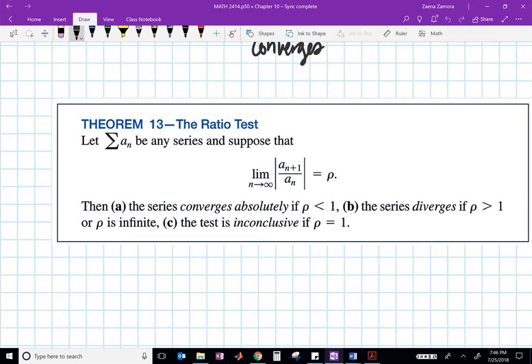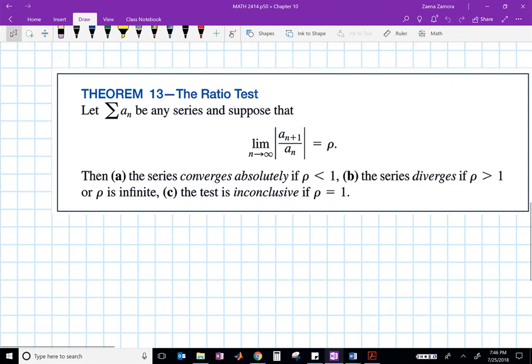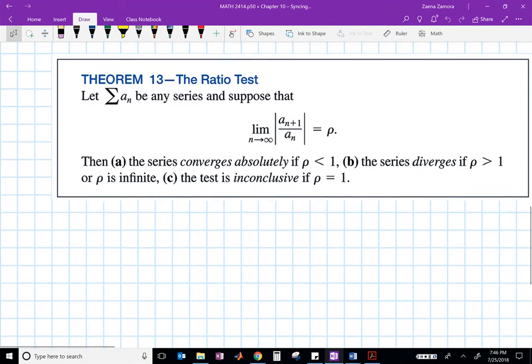B, the series diverges if p is greater than 1 or p is infinite. And if p equals 1, that means the test is inconclusive. We can't say whether it diverges or converges. All right, so we're going to use the ratio test to see whether these next few series converge or diverge.